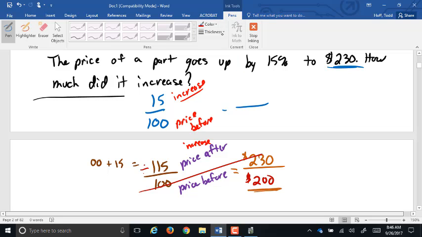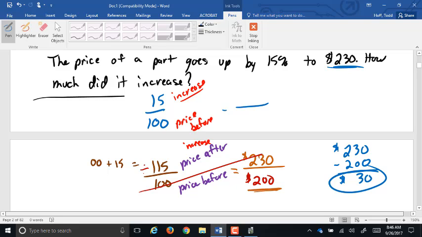What we want is the amount that it actually increased. How do we find it? Price after the increase minus the price before the increase is 30 bucks. That's the difference.